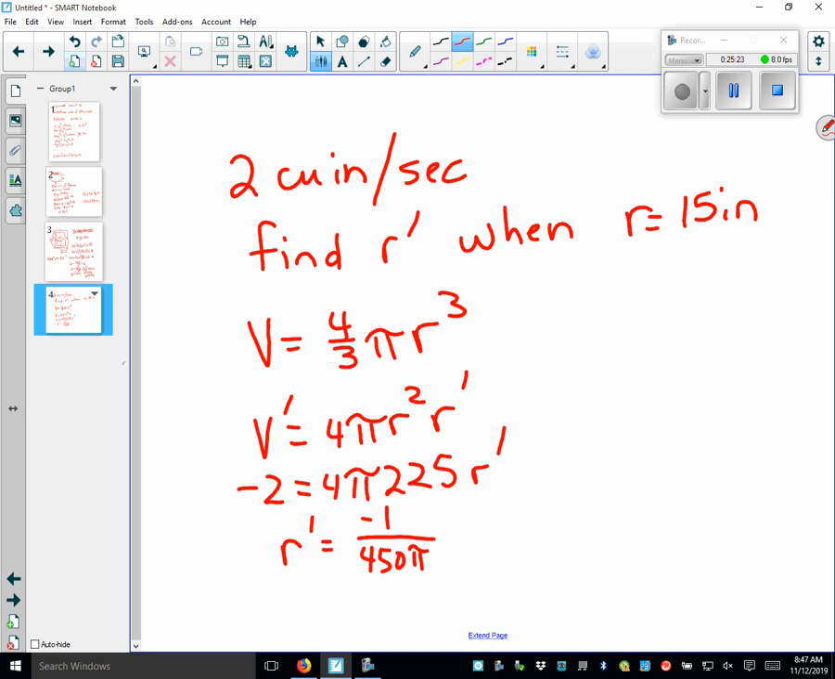Now, should this be labeled? Inches per second. So what is the R prime? That's how fast the radius is changing. Why is it negative? It's negative. You all understand?